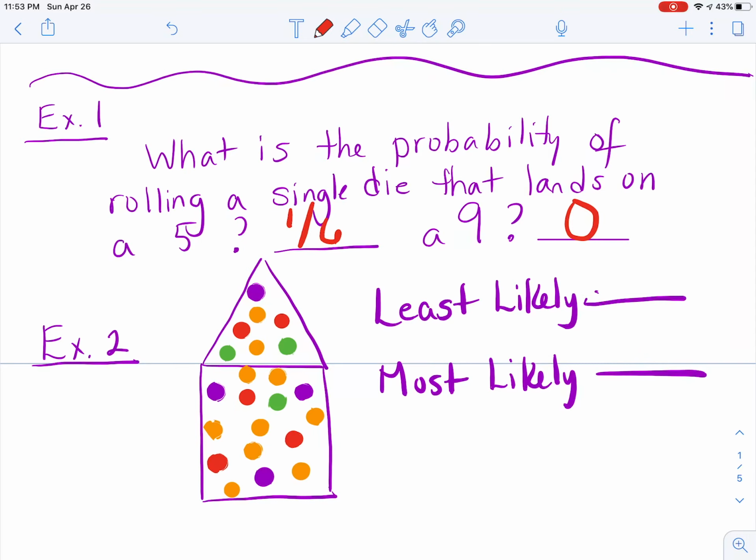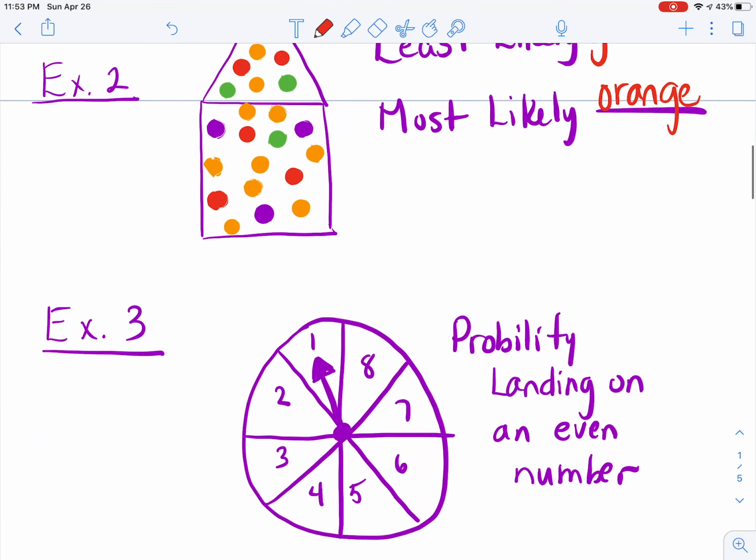All right, if you just look at this little house and it's painted in dots, what color is the least likely color to be picked off of the house? Now you can just clearly look at that and tell that it would be green, because green has the least number of dots on the house. Most likely dots that were on the house would be orange.